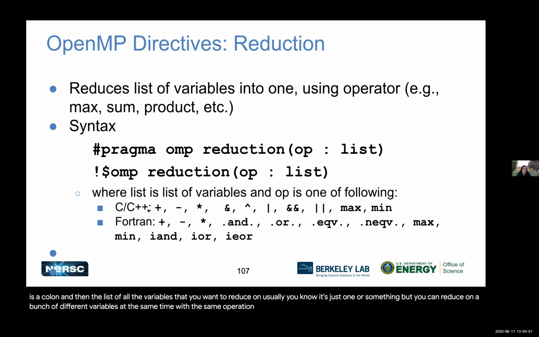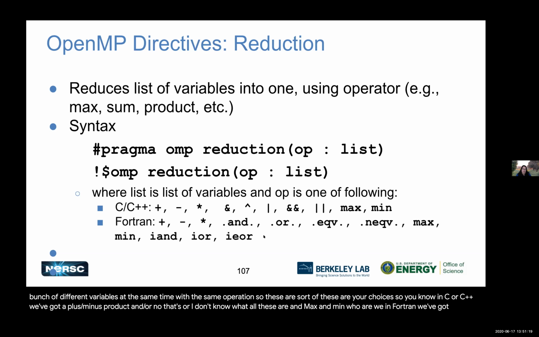So these are your choices. In C or C++, we've got plus, minus, product, and, or, and max and min. And similarly in Fortran, we've got similar choices.